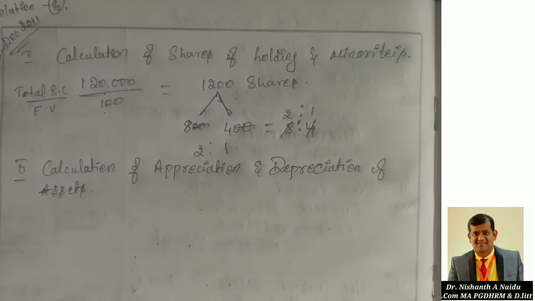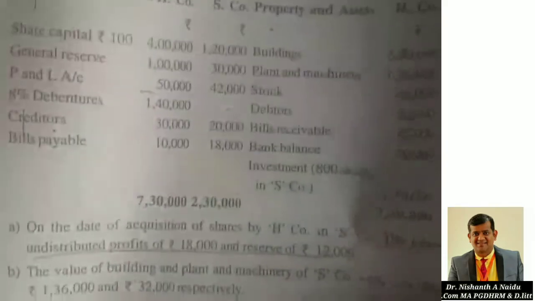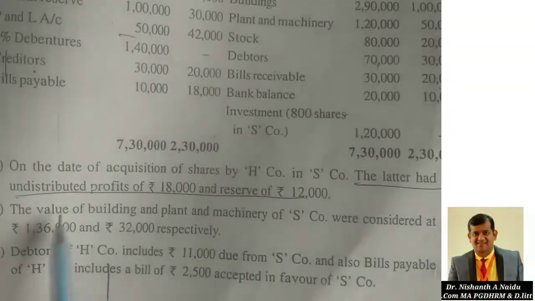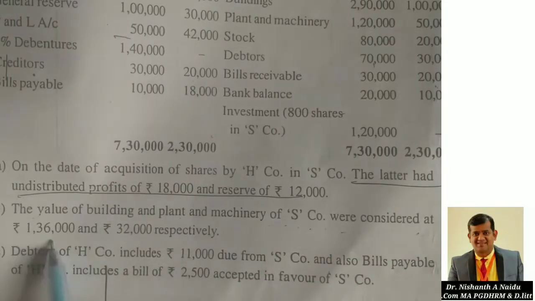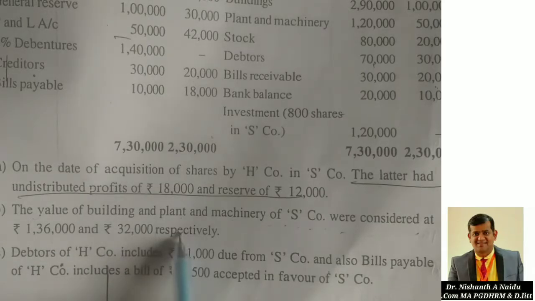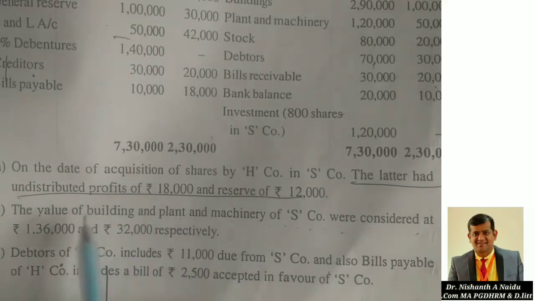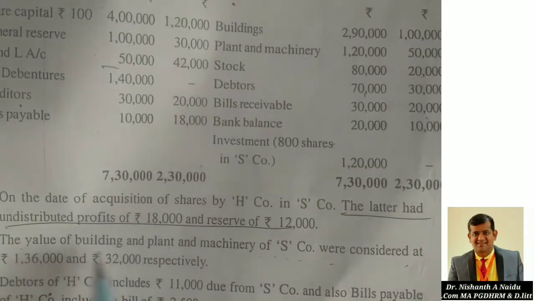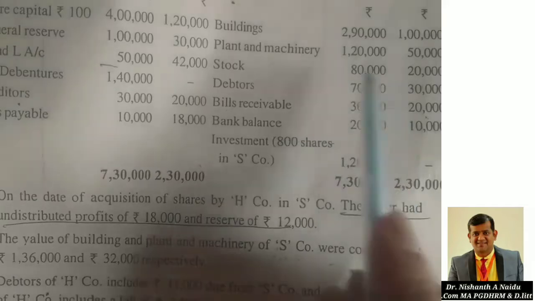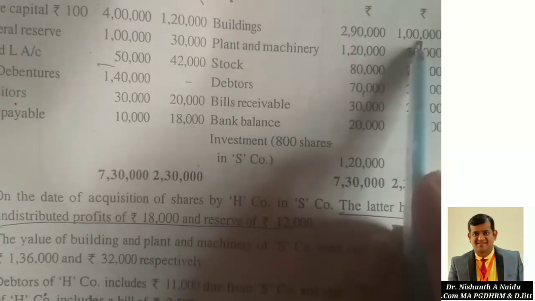You might be wondering why we are doing this, since till problem 3 there was no appreciation or depreciation. See, in this problem, if you look at adjustment B, I'm showing you adjustment B. The value of building and plant and machinery of S company were considered at rupees 1,36,000 and 32,000 respectively. Plant and machinery 32,000, building 1,36,000. Look at S company limited: the building value in S company limited was 1 lakh.